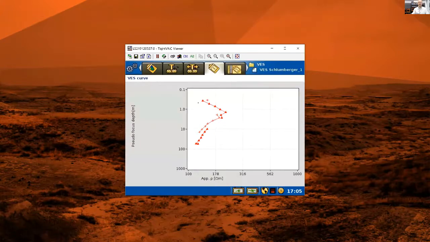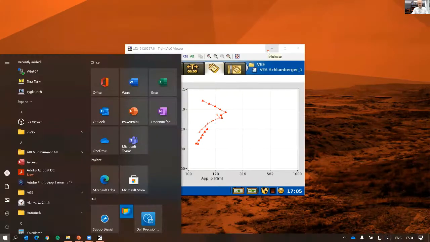Here we can see that there are more data points in this particular sounding. And what it's done is you've got 3 sections. Each of those sections is a separate MN spacing, and we've changed the icon to indicate that MN has changed between these individual sections. So once I've completed my VES, I can then go into my software.